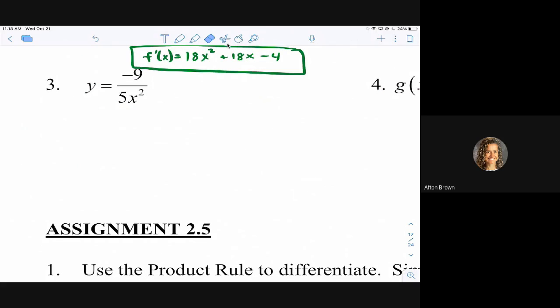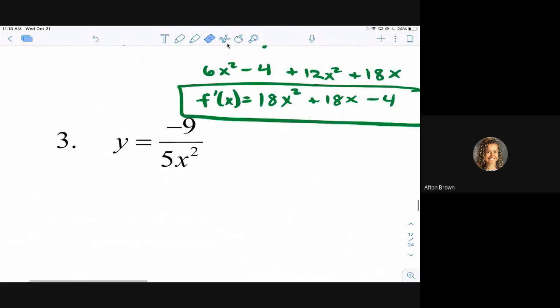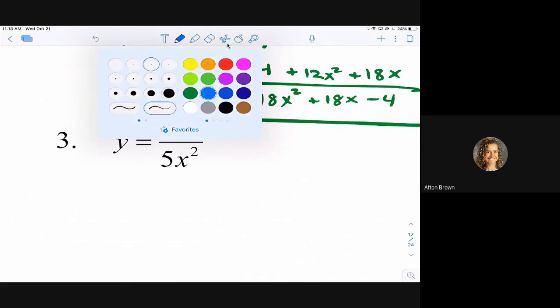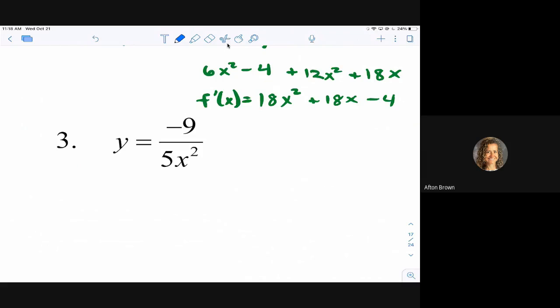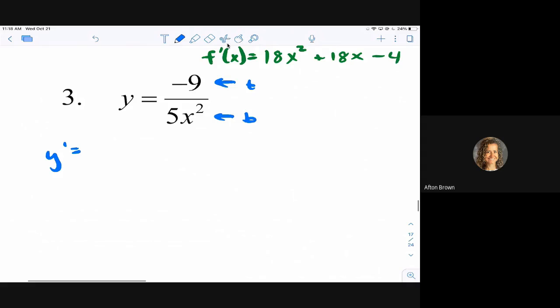This one we could do in 2 ways. We could do quotient rule. I want to show quotient rule first so you can see how it works, and then I'll remind you how we could have done it previously. So this is our top, and this is our bottom. I'm going to write out quotient rule. It'll help you memorize it the more times you write it out.